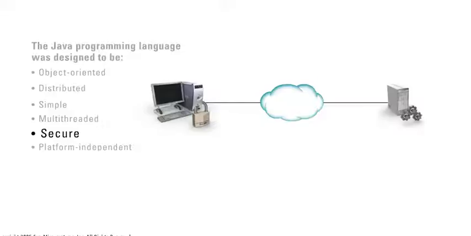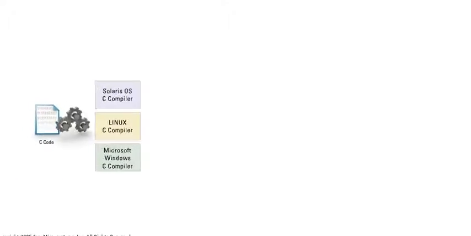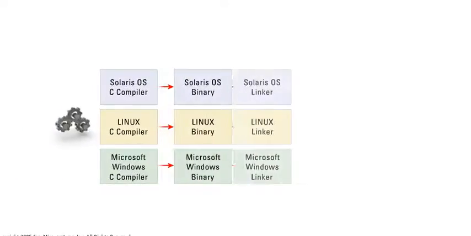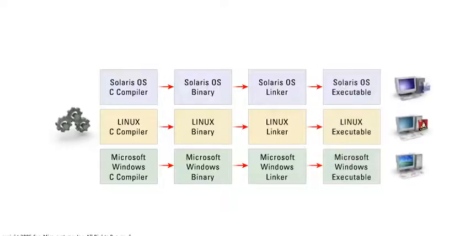It also will make sure that all the code is valid, that no one's tried to slip something in there that shouldn't be there. And it also, for instance, will not allow an applet to read or write from your hard drive. The last key design feature of the Java programming language that we want to talk about is its platform independence. And this is probably its most important design feature.